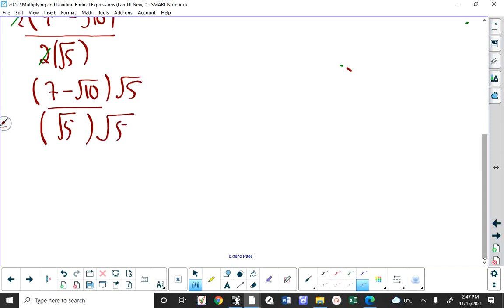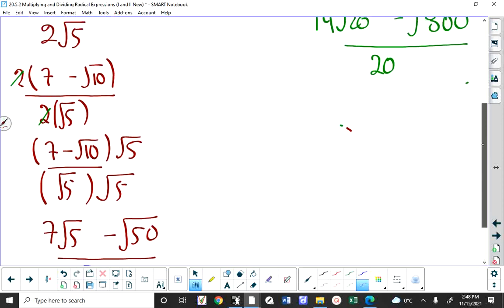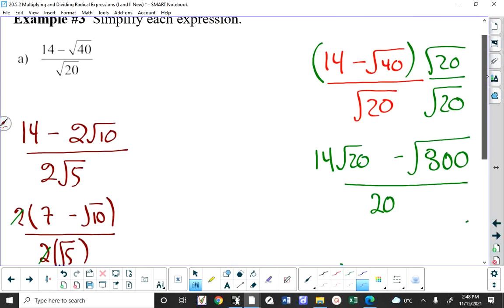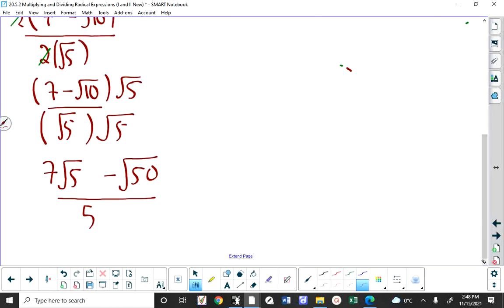So I'm going to get 7 root 5 minus root 50. Root 10 times root 5 is root 50 over 5. Although that may seem like more work than what we did here, which I didn't want you to write down, the numbers here are really big in comparison. So simplifying root 800, it's not a Herculean task. It's not this monumental task that you can't do. But wouldn't you rather simplify root 50 than root 800?